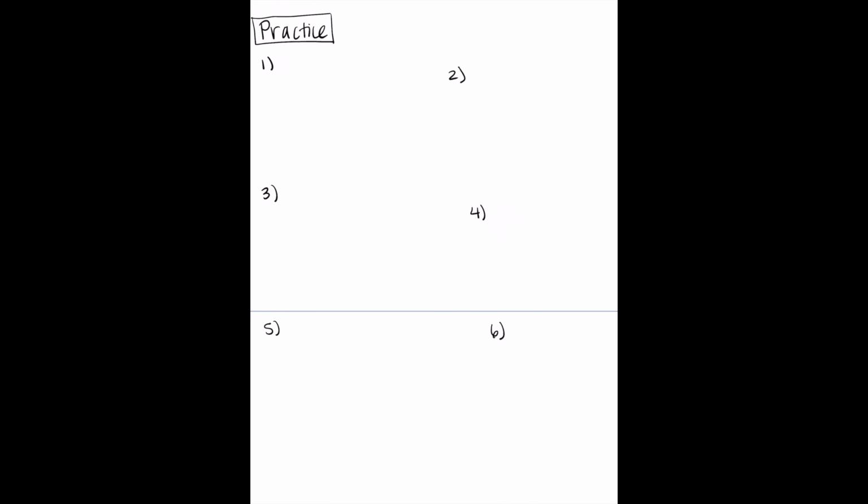So now that we've gone through and clearly defined and done a few examples of proper fractions, improper fractions, mixed numbers, and our wild cards, I'm going to put together a little bit of a practice for us to go through and make sure that we can identify these different types of fractions.